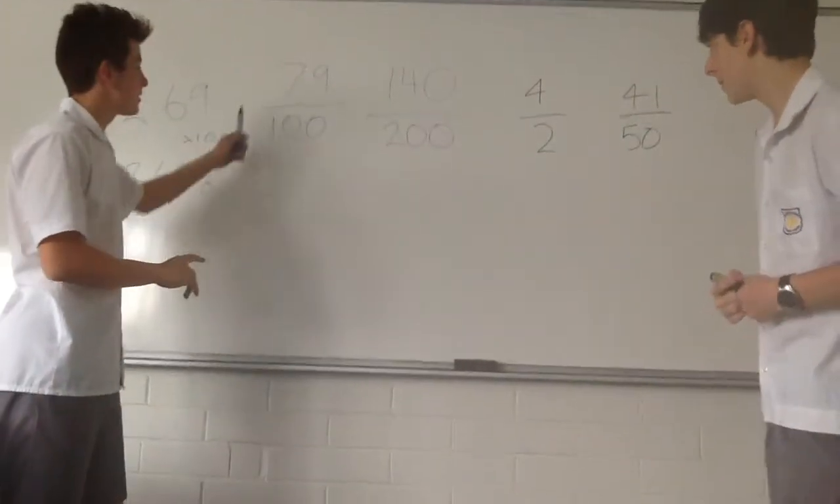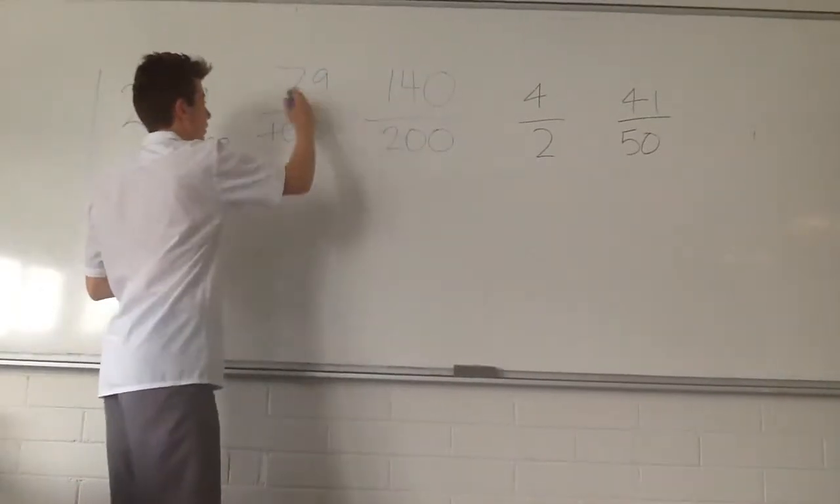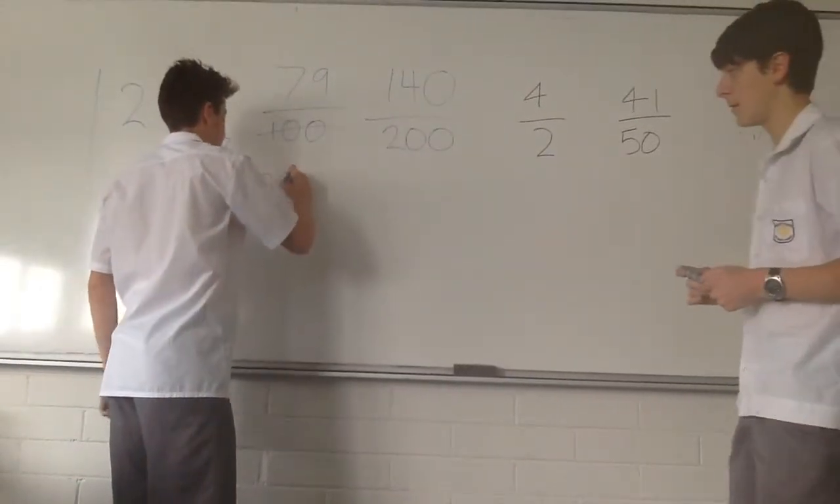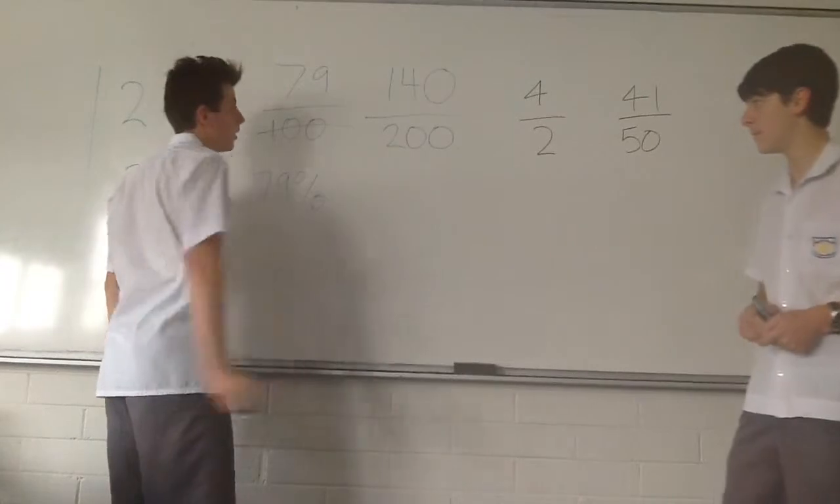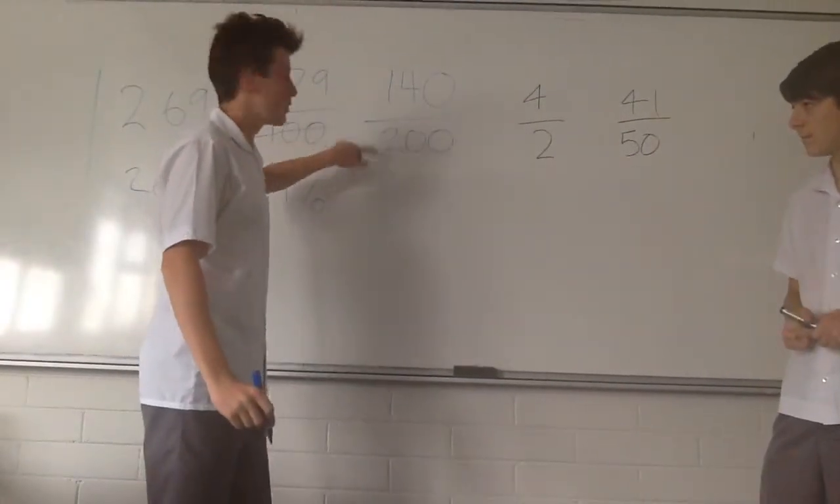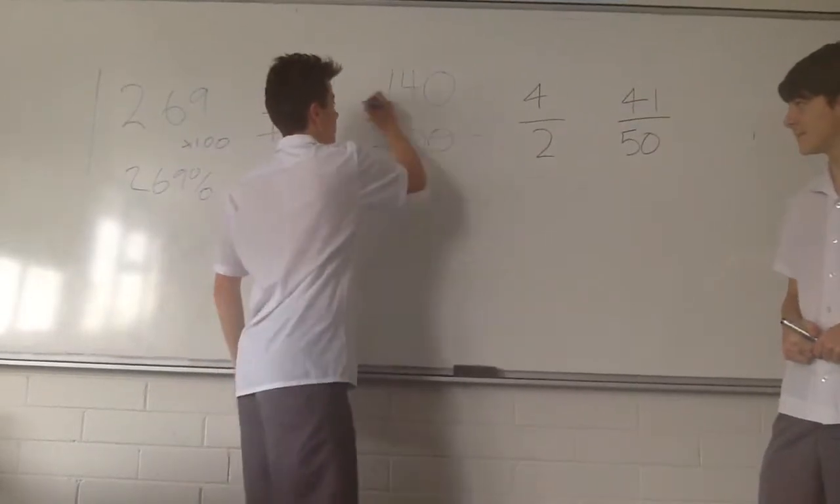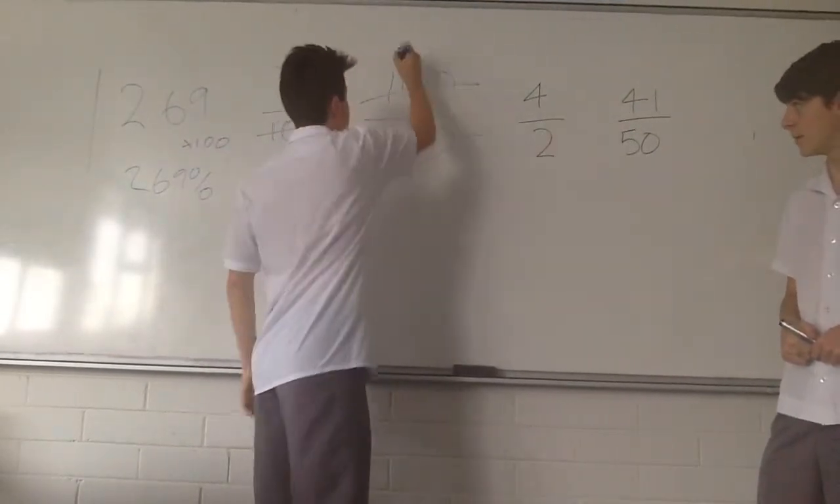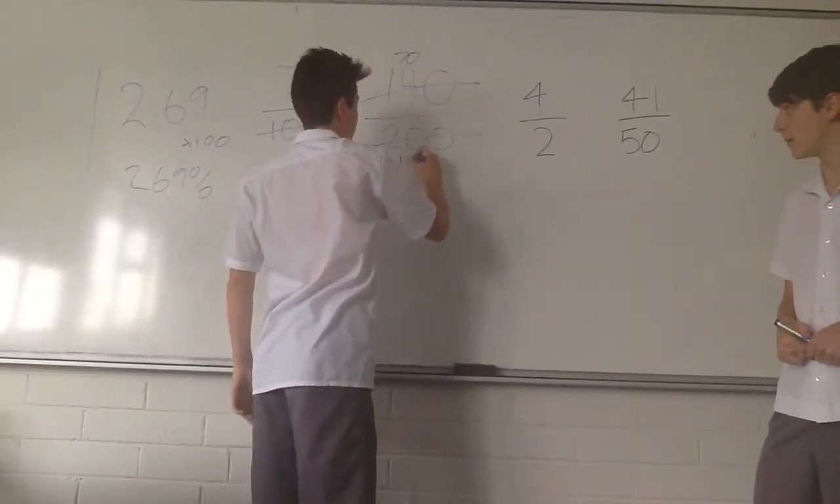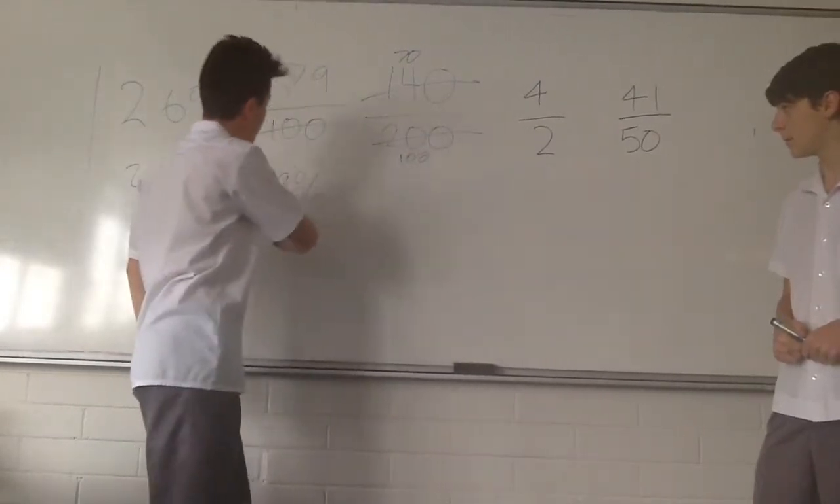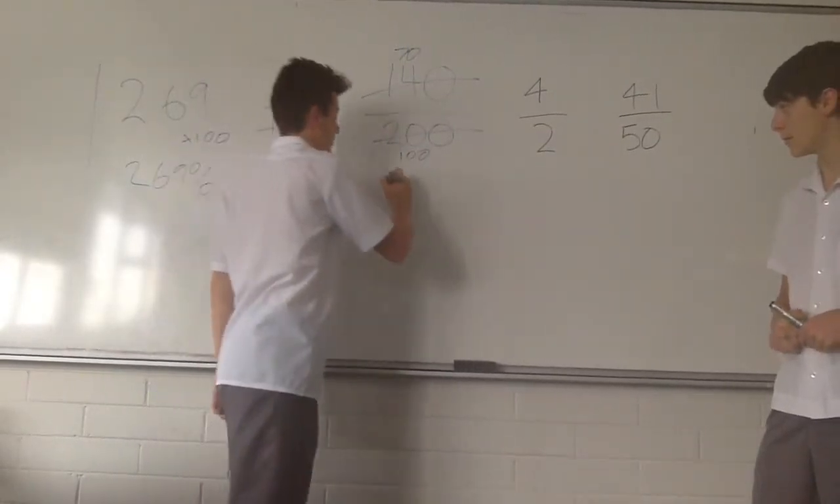With this next one, it's already over 100, so you just cross that off and take 79 and change it to 79%. With this next one here, it's over 200, we need to get it over 100 like this one before. So we cross this off and we cross this off and we divide it by 2. So it should be 70 over 100. And then same as this one, we pull the 70 down and we put it under here.